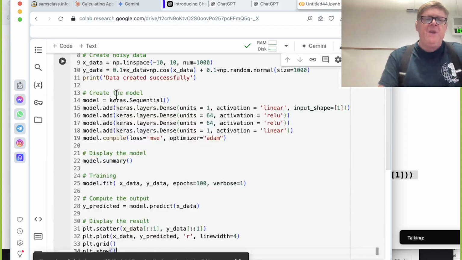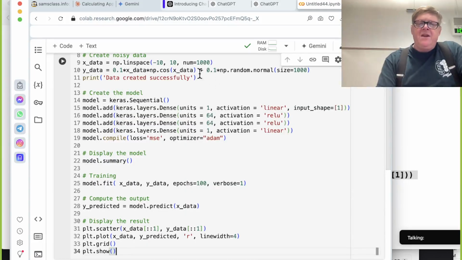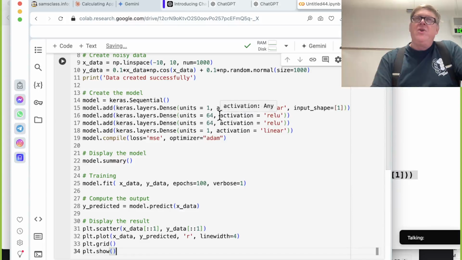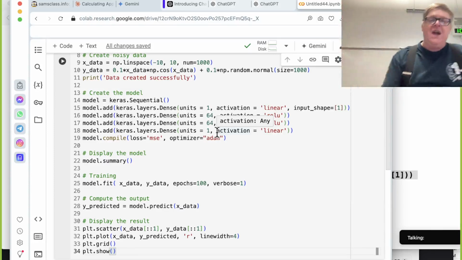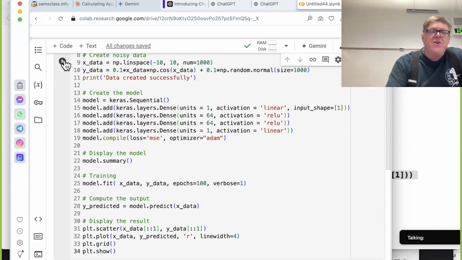Anyway, all right, so here's my data, x times cosine x, and here I make a model, and remember the previous model only had 1 neuron, now I have 1 input neuron, and I have a hidden layer of 64 neurons, and another hidden layer of 64 neurons, and then 1 output neuron. So the first one comes in, goes to 64 processors, and out, and then it's going to try and fit that model.